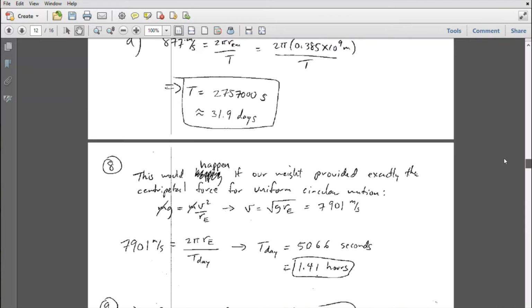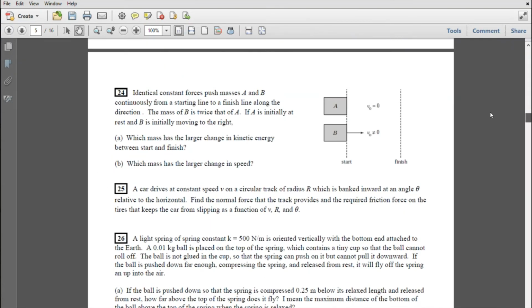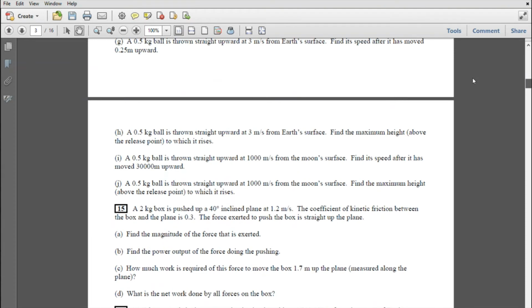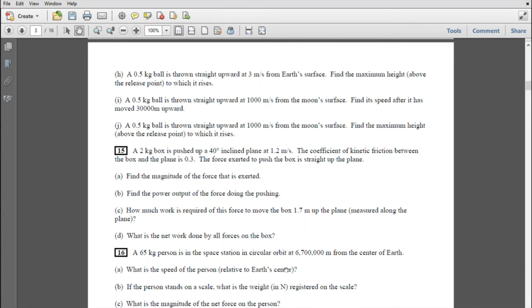And then D asks what? The answer is 0. D asks, what is the net work done by all forces on the box? Yes, the net work done by all forces during it moving those 1.7 meters is equal to the change in kinetic energy of the box, but the box's speed isn't changing, so it doesn't change kinetic energy, and therefore the net work done on the box is 0.